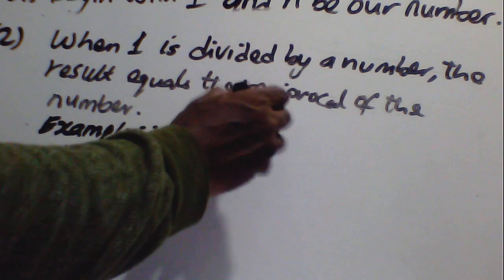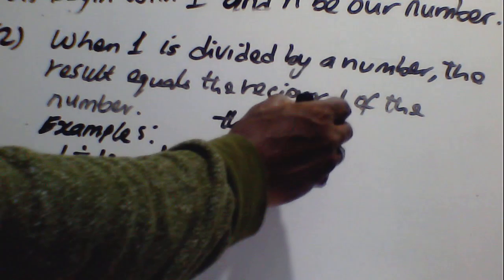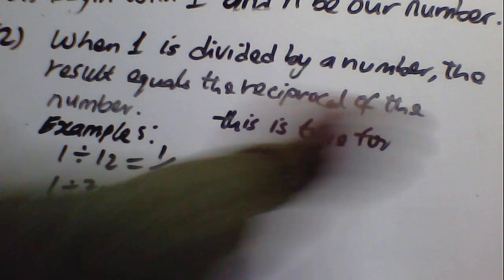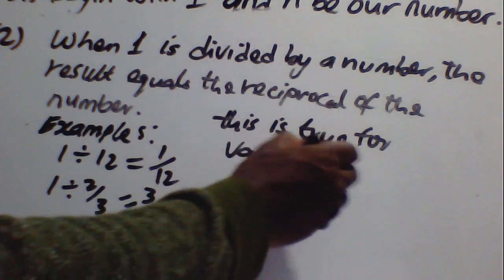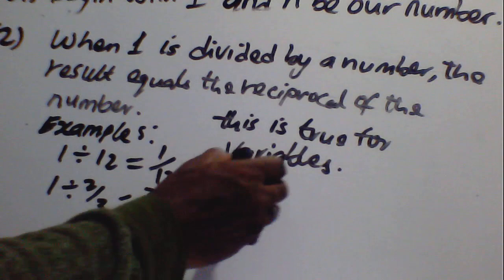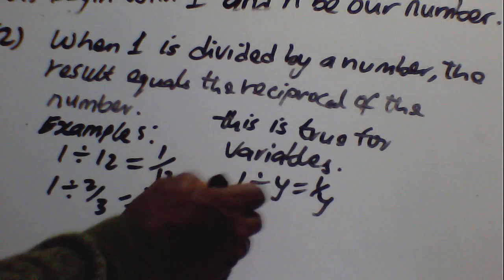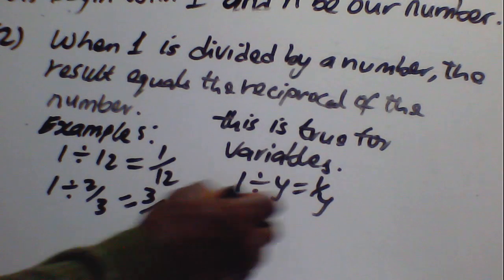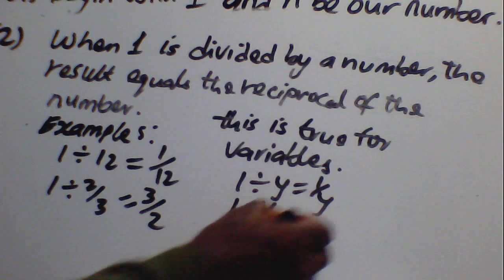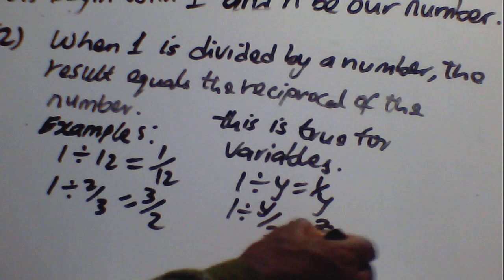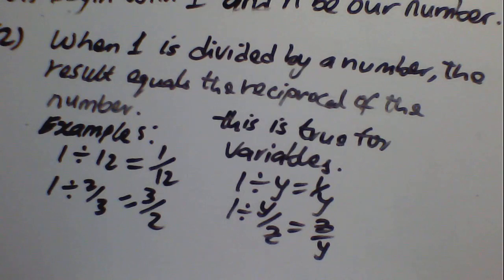So this is true for variables. Example, 1 divided by y is equal to the reciprocal of y. So 1 divided by y over z is equal to z over y, the reciprocal of the number. So you can read this sentence again. When 1 is divided by a number, the result equals the reciprocal of the number.